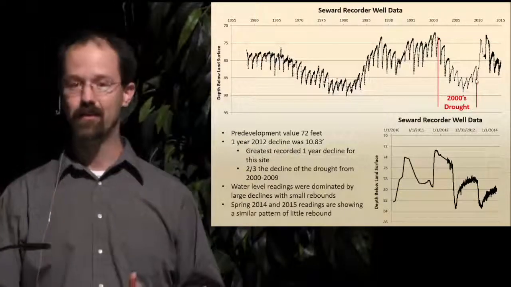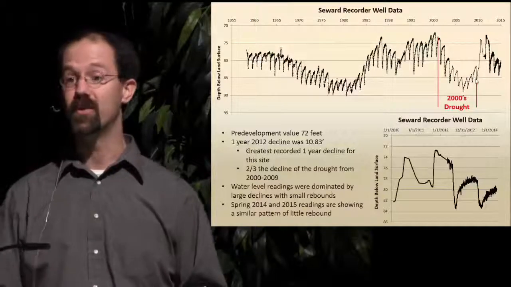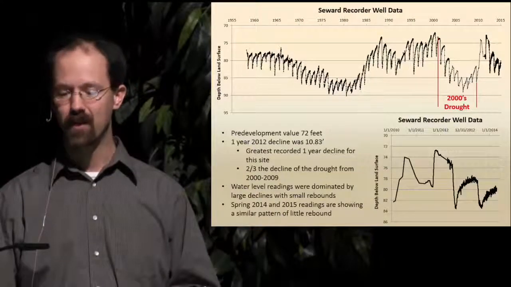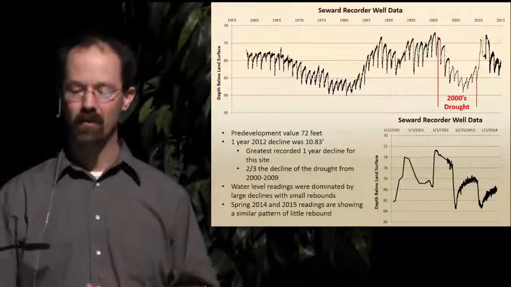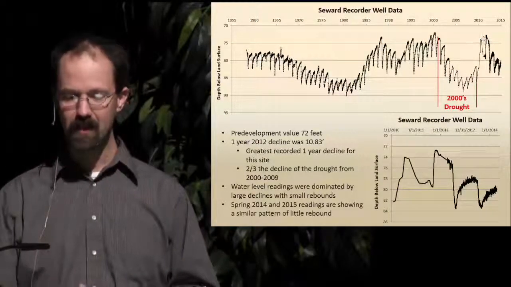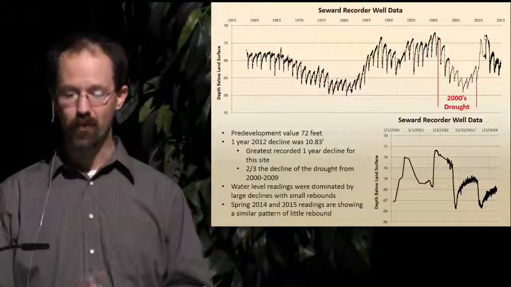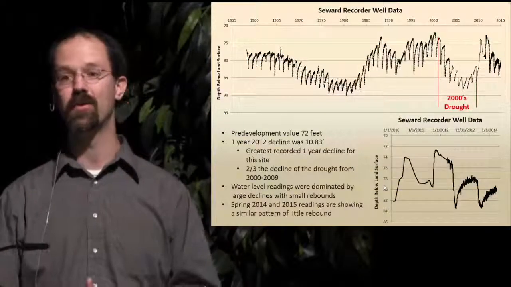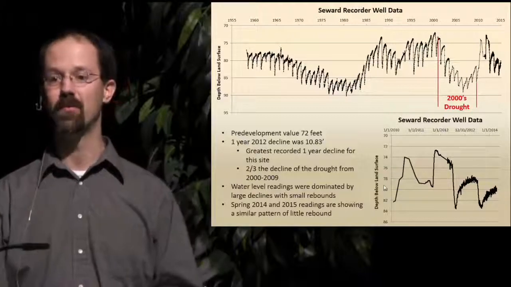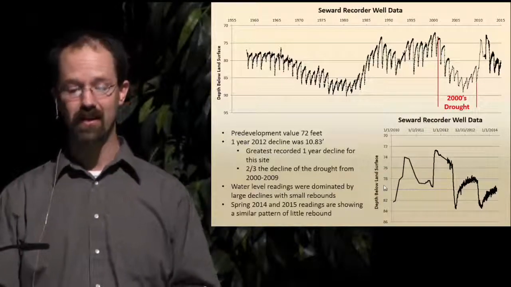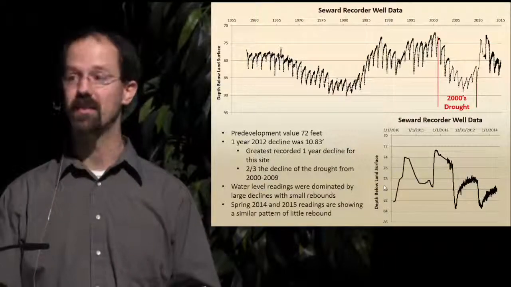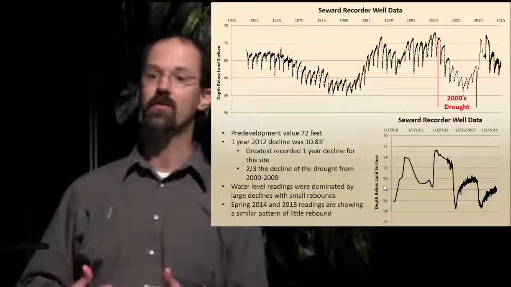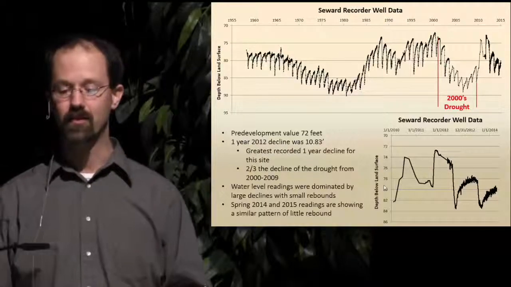After 2009, 2010 and 2011 were two of the wettest years on record for the state of Nebraska. Groundwater levels, at least in eastern Nebraska, in some areas began to rise rapidly again, back up to those higher levels near pre-development. And then the drought of 2012, the 1-year decline for this site was 10.83 feet. That almost 11-foot decline was the largest water level decline for this site over the past almost 60 years. That 1 year, we saw declines at this site that were two-thirds the total amount of decline we saw in the drought in the early 2000s.